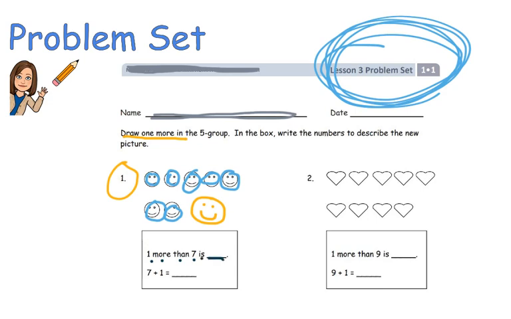Okay, so let's count how many we have all together now. We have 1, 2, 3, 4, 5, 6, 7, 8. And let's fill in our equation. 7 and 1 more equals 8.